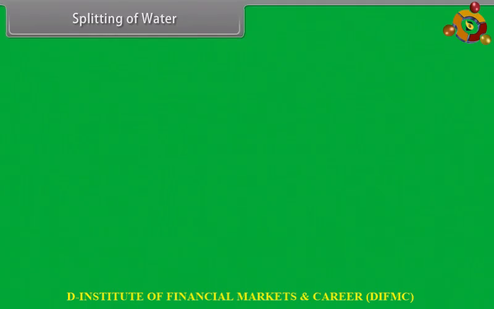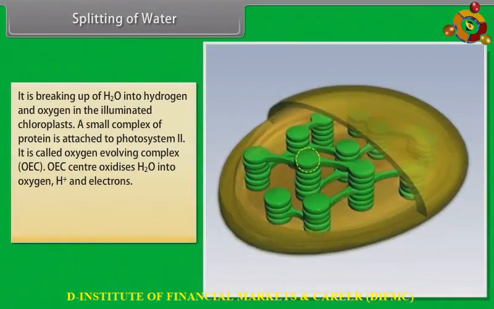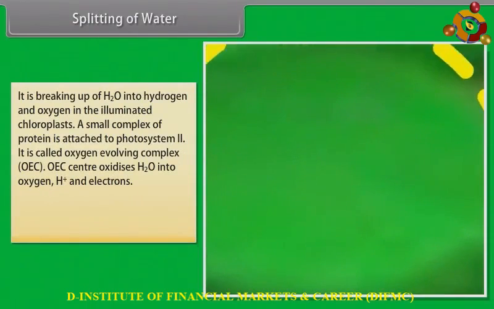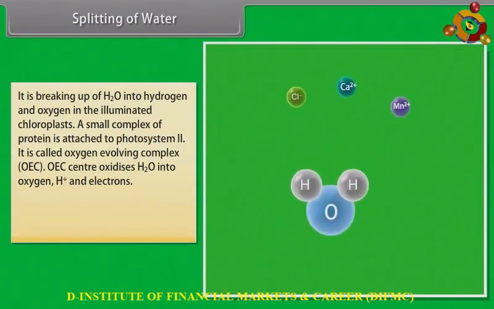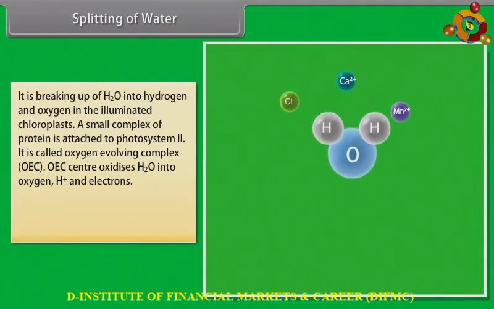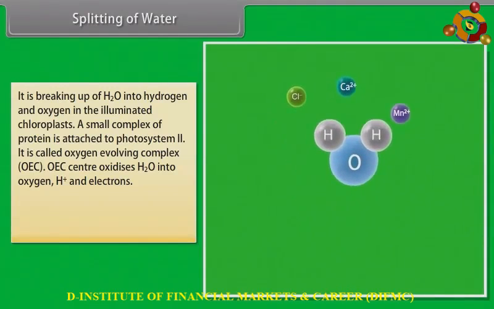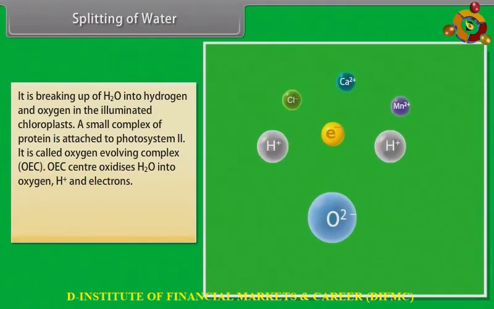Splitting of water. It is breaking up of H2O into hydrogen and oxygen in the illuminated chloroplast. A small complex of protein is attached to photosystem 2. It is called the oxygen evolving complex. OEC oxidizes H2O into oxygen, H+, and electrons. Cl-, Ca2+, and Mn2+ are required during this process.